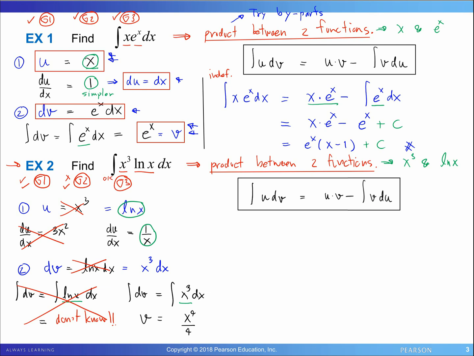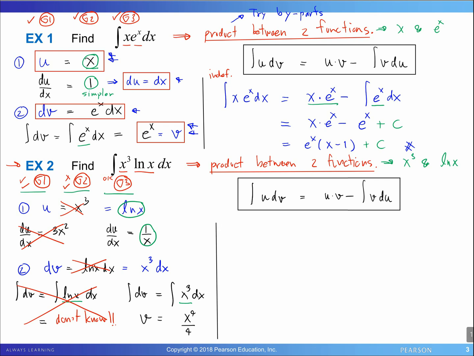At this point, we know that guideline number 1 is satisfied. We can differentiate u. And guideline number 2 is also good. We can integrate dv. Guideline number 3 is okay, not that simpler, but acceptable. This means that we can continue with the calculation of integration by parts. So let's do that on the right-hand side.